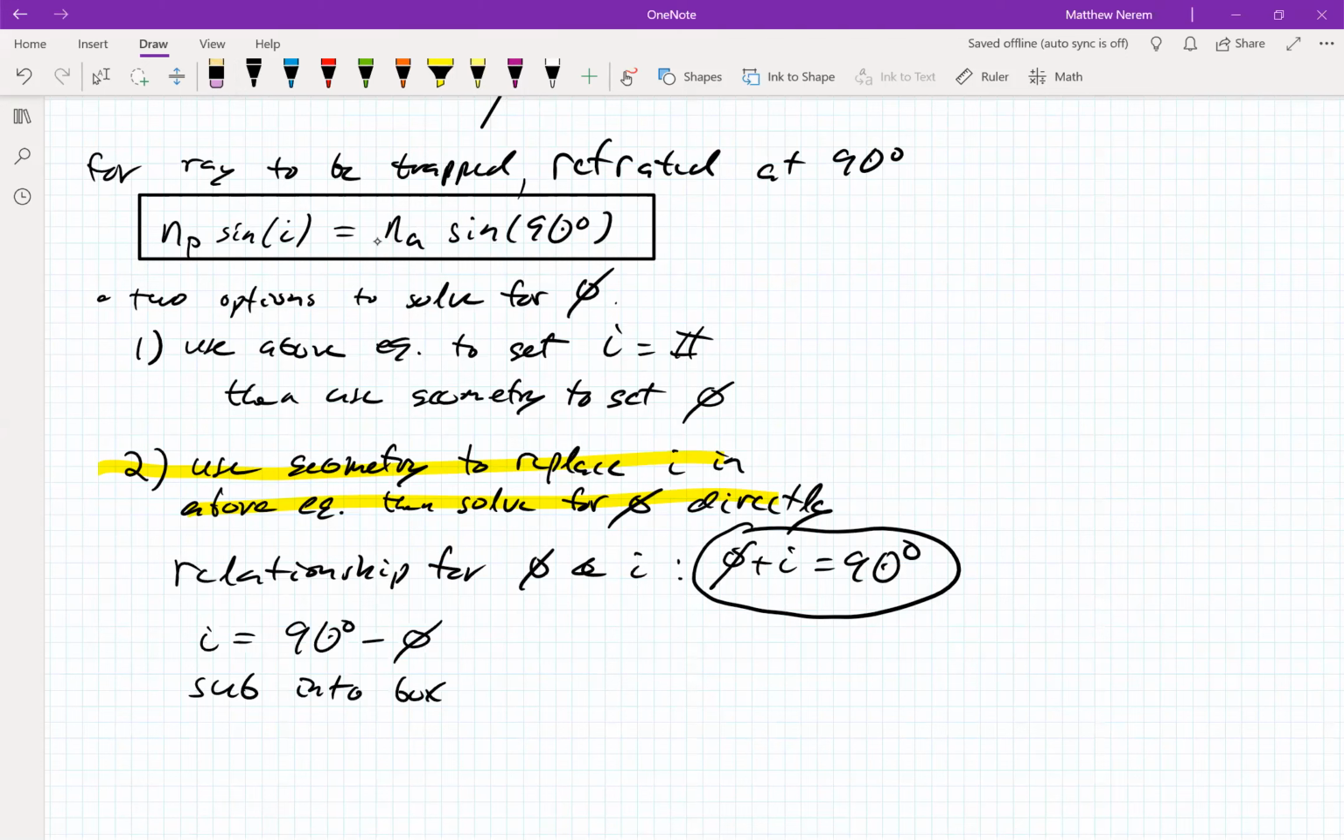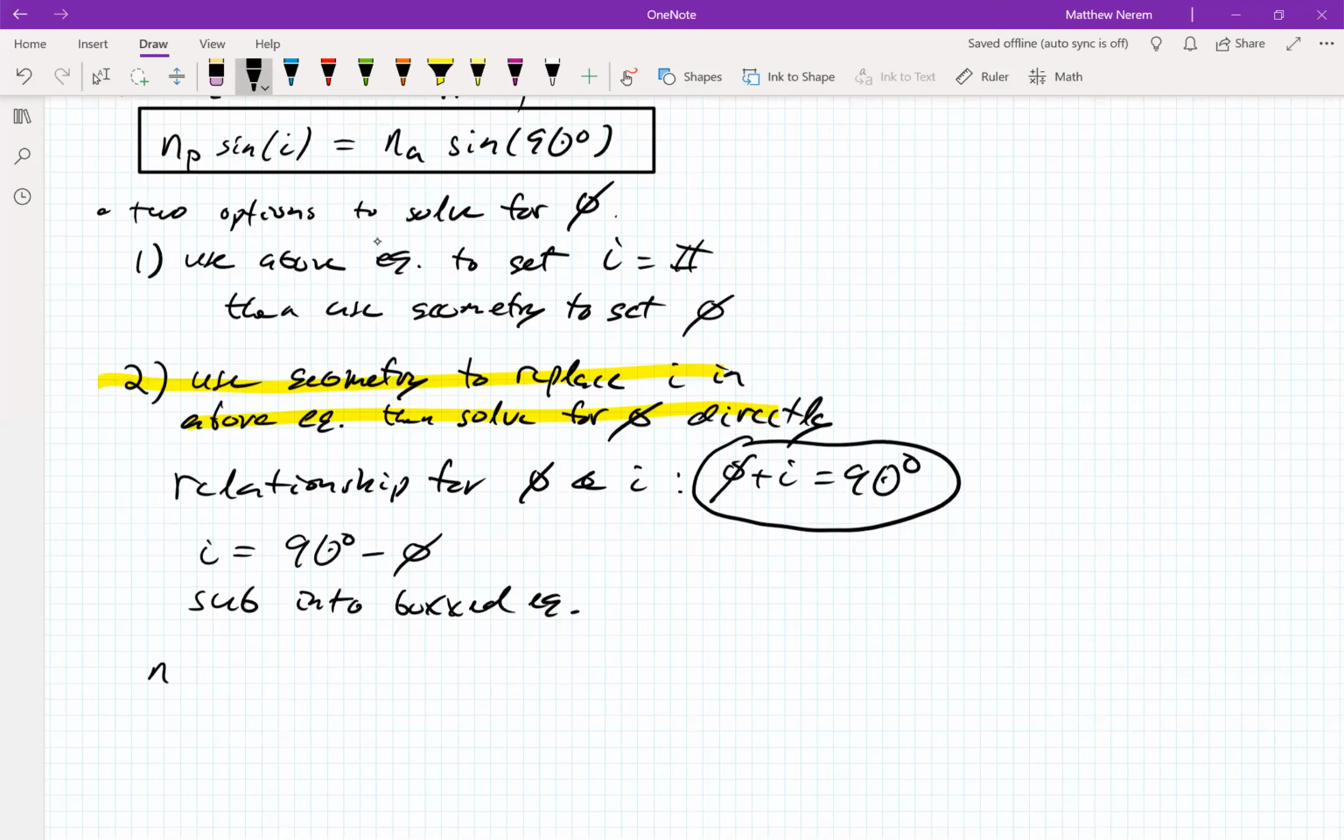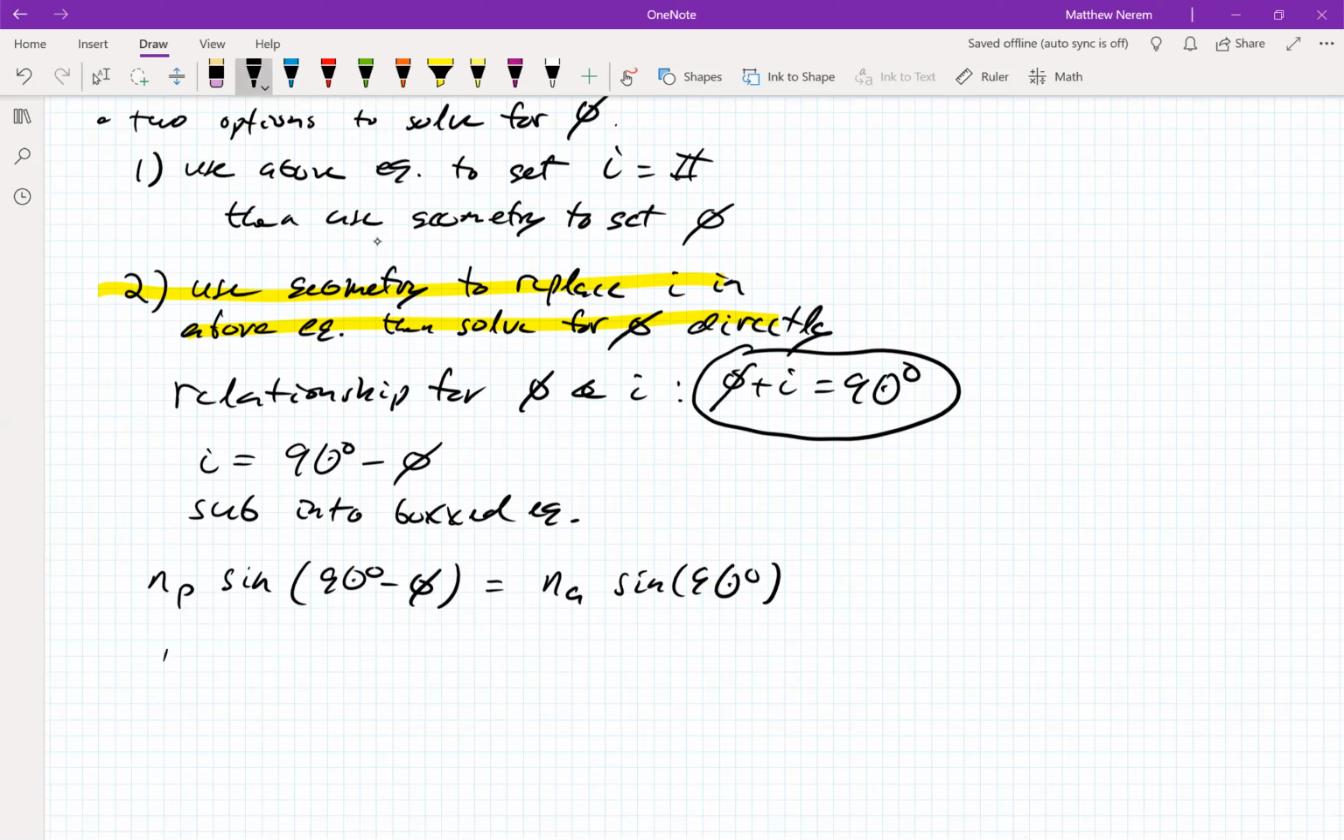All right. We'll then do our boxed equation. We now have the index of the pipe, NP, times sine of 90 degrees minus phi equals NA times sine of 90 degrees. All right. NP sine of 90 degrees minus phi is just equal to NA. Sine of 90 is just 1.